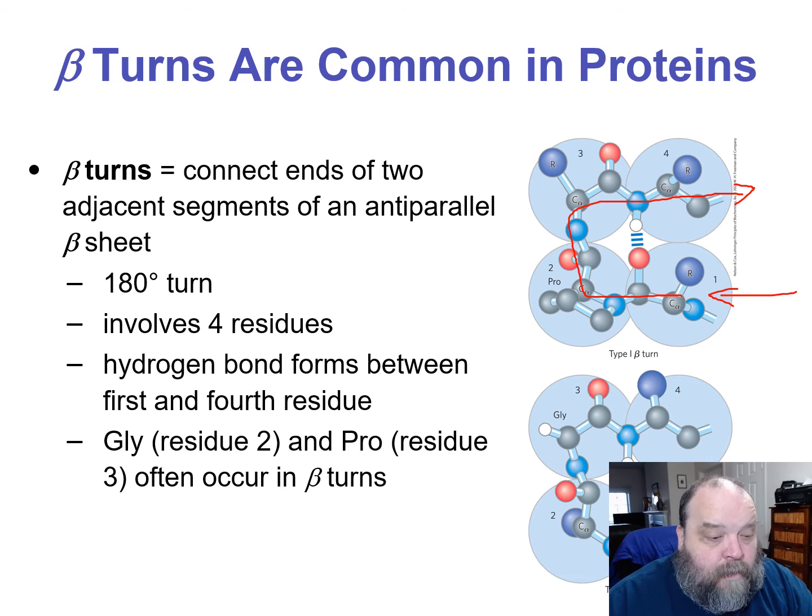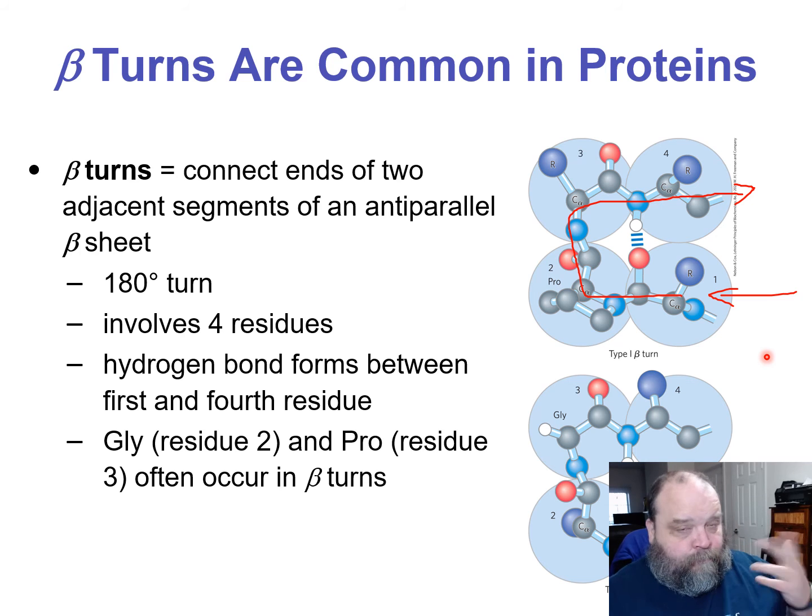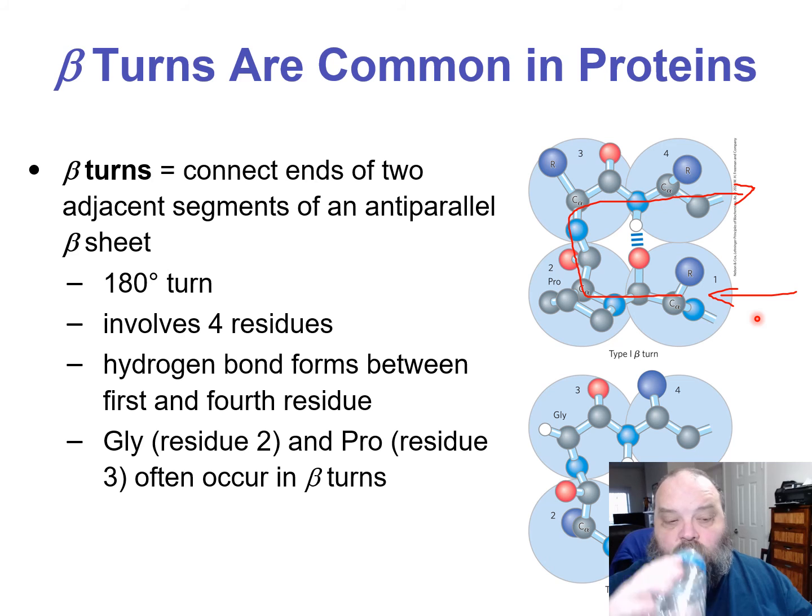Notice the hydrogen bonding patterns holding everything here together. Again, individually weak, but get enough of them, and there's also going to be some interaction of whatever this secondary structure, that secondary structure leading in and leading out, they're also going to be interacting. So it's going to be a stable turn.